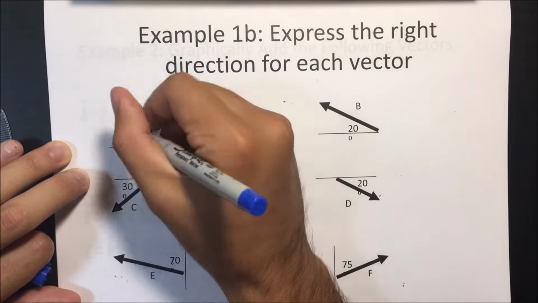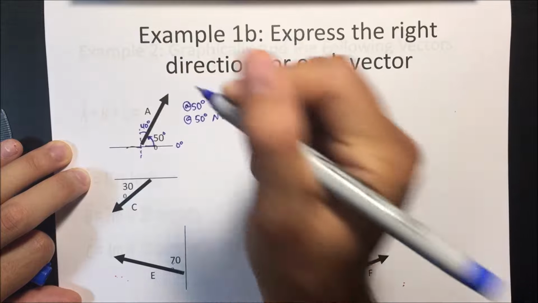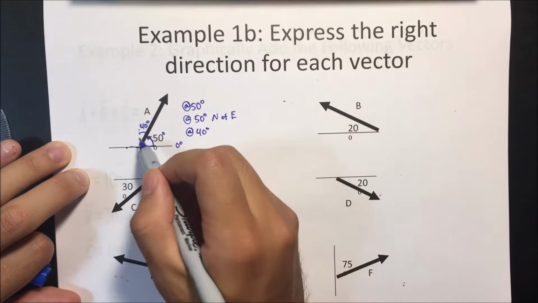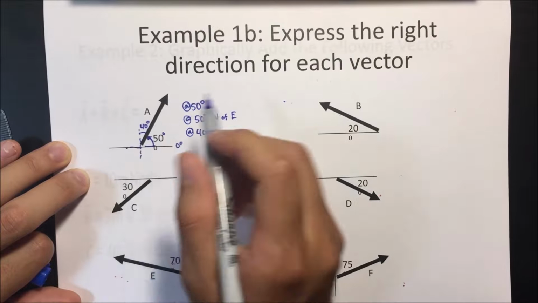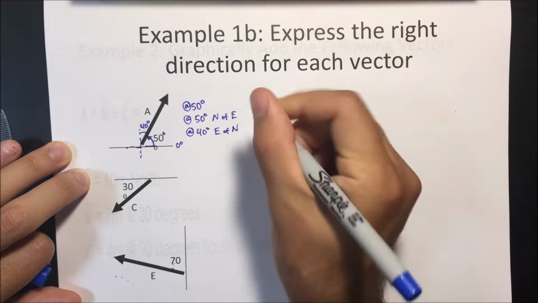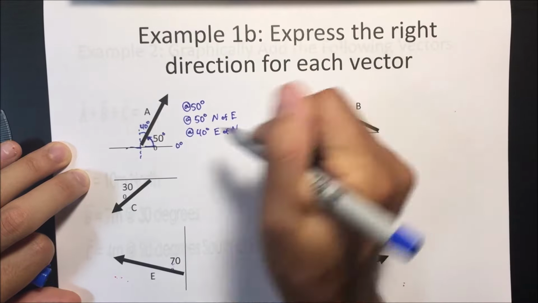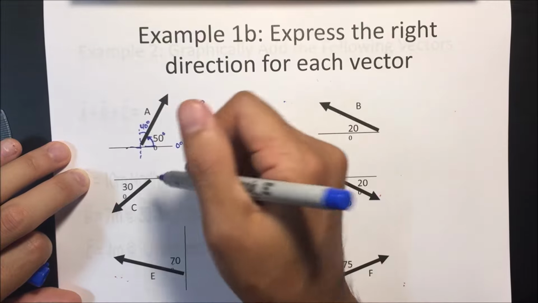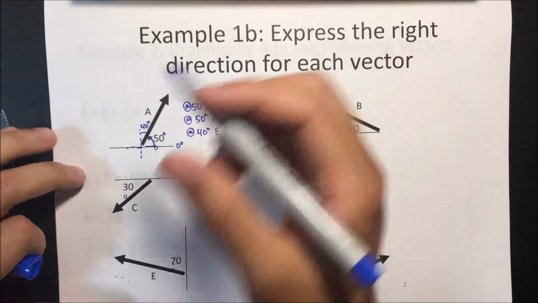Another thing that you could say is if you wanted to do this angle here, we could have said at 40 degrees, but from 40 degrees we're going east of north. East of north. Because this is north, again we're looking at the second one, and we're going east of north 40 degrees. So those are all the ones you could do for vector A there.